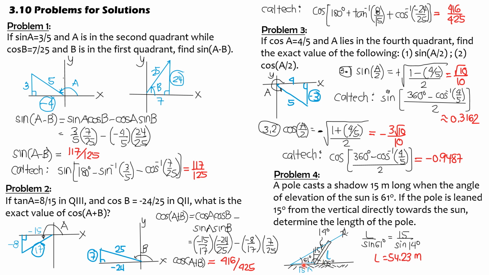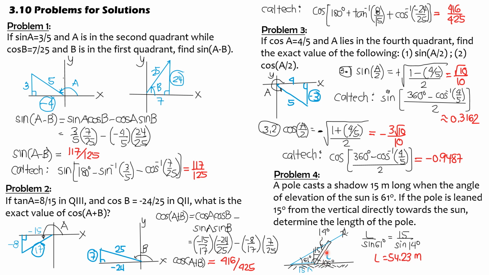We have a pole which is leaning directly towards the sun, so 15 degrees. And this is the sun, the angle of elevation, this is the line of sight, the ray. Then the angle of elevation of the sun is 61 degrees. Then this angle is 90 degrees plus 15 degrees, so that makes 105 degrees. Then this remaining angle is 180 degrees minus 61 degrees minus 105 degrees, so 14 degrees.